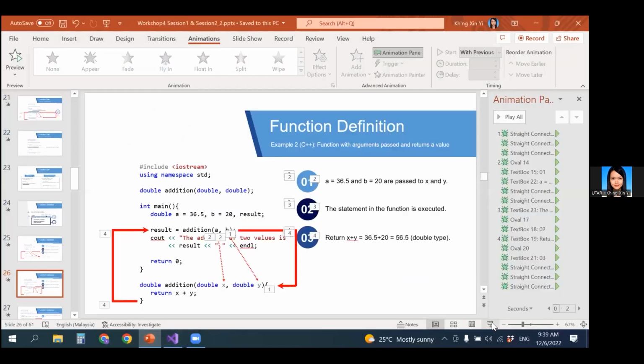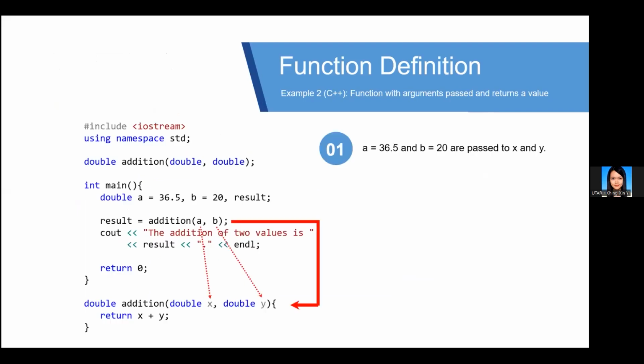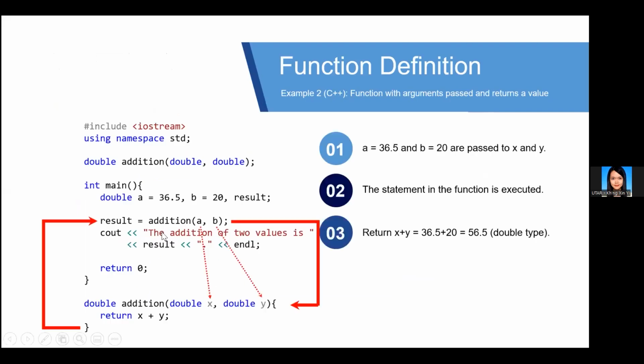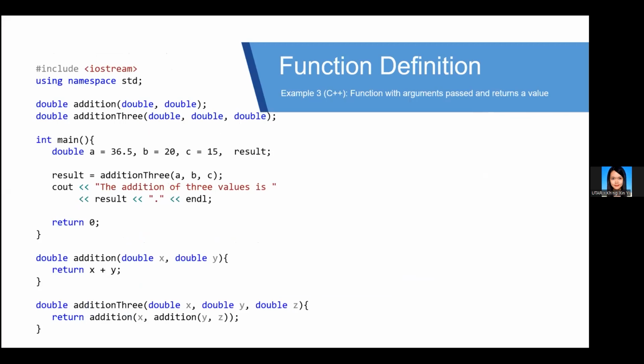Okay, so we're back to here. We know that actually this is a value returning function. It just tries to return back the result to us, and then we will do the printing of the result in the main function. Then I want to show you another example here, example 3.